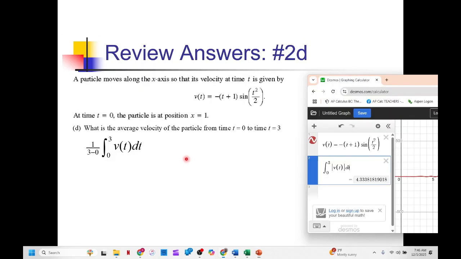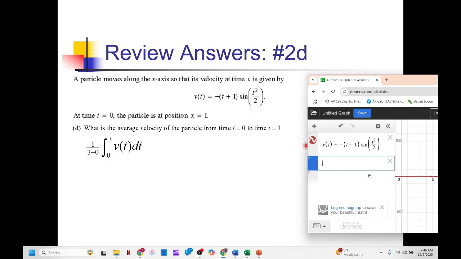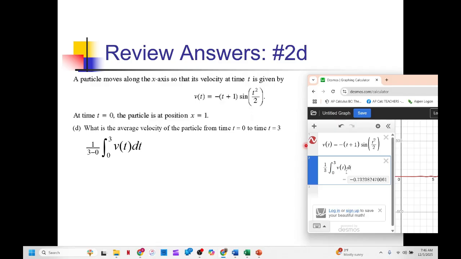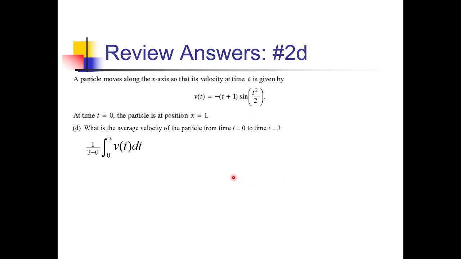Plugging that into Desmos, we've got 1 over 3, and then integral 0 to 3, and then just v of t dt, no bells and whistles in there. And that comes out to negative 0.732.